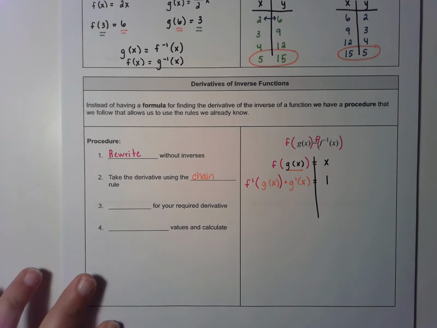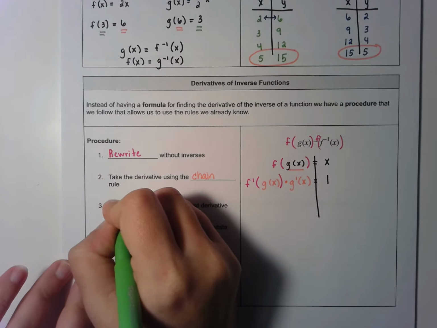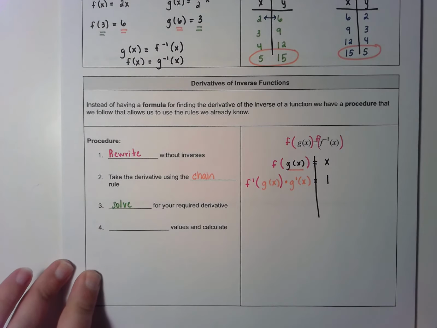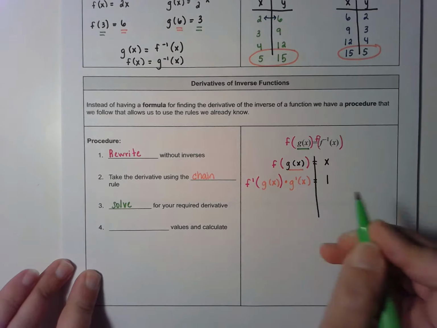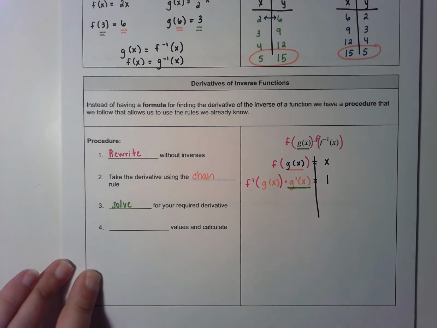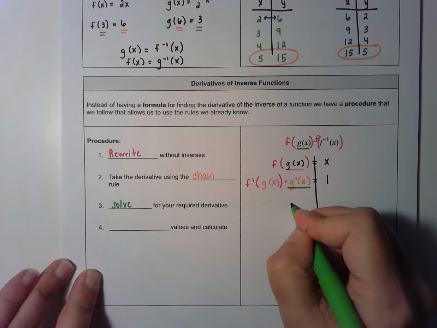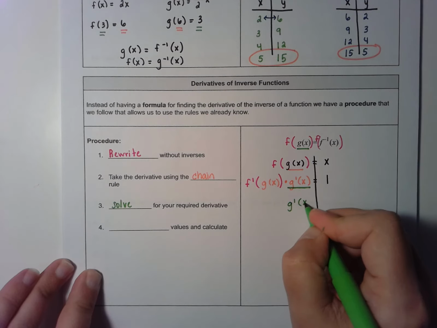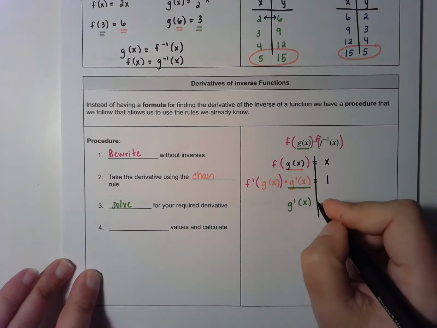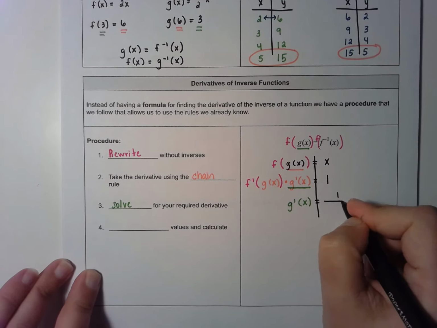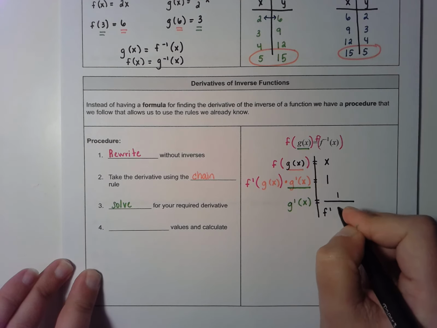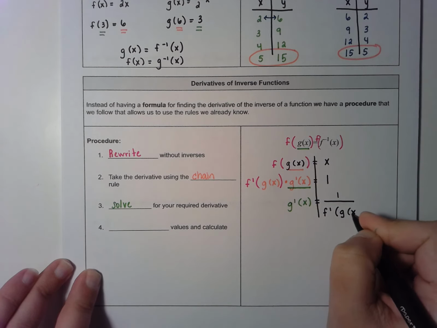Then we're going to solve for our required derivative. In this problem, we wanted to know the derivative of g of x, and here we have g prime of x. So in order to isolate that, we're just going to divide by f prime of g of x. So g prime of x, which is what we wanted to know, would be equal to 1 over f prime of g of x.